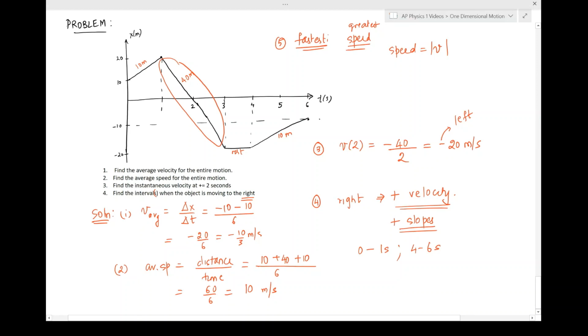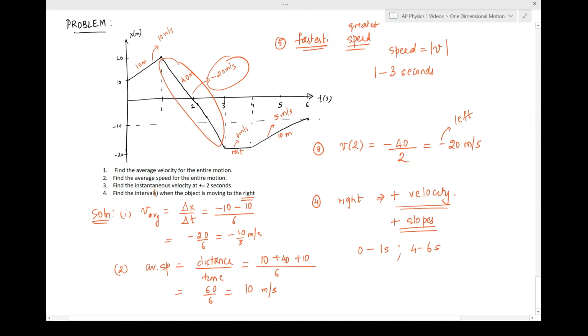In the first part of the motion, if we were to calculate the velocity, it would have been 10 meters per second. For the second part, we calculated this to be negative 20 meters per second. Here it is 0 meters per second. And then for this part, it's equal to 5 meters per second. So the object is traveling the fastest wherever this absolute value is the highest. So we see clearly that the object is traveling the fastest between 1 and 3 seconds.